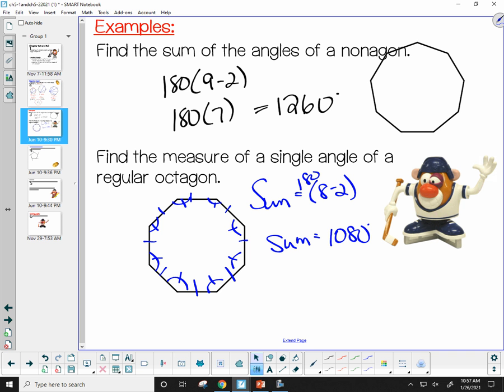Okay, but then I have to divide the 1,080 degrees into the 8 different angles. You should have 135 degrees for one angle. So every one of these angles is 135. Make sense?